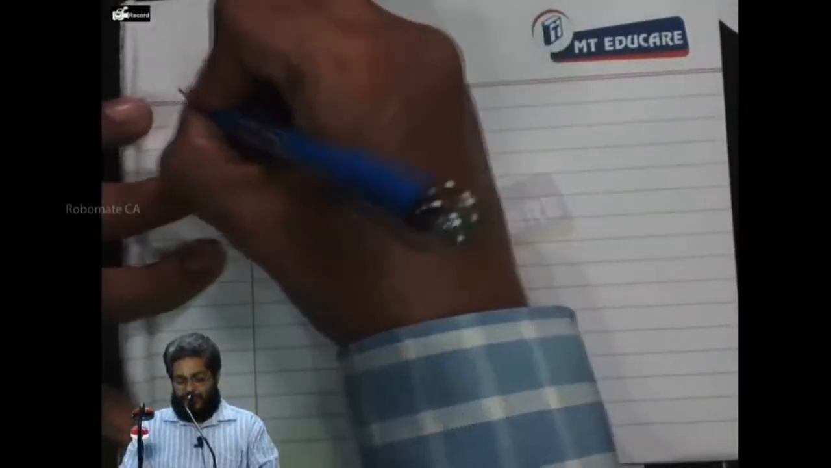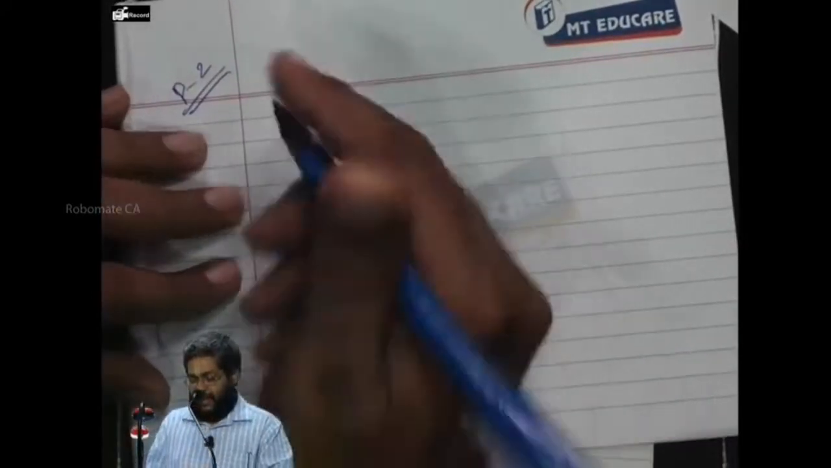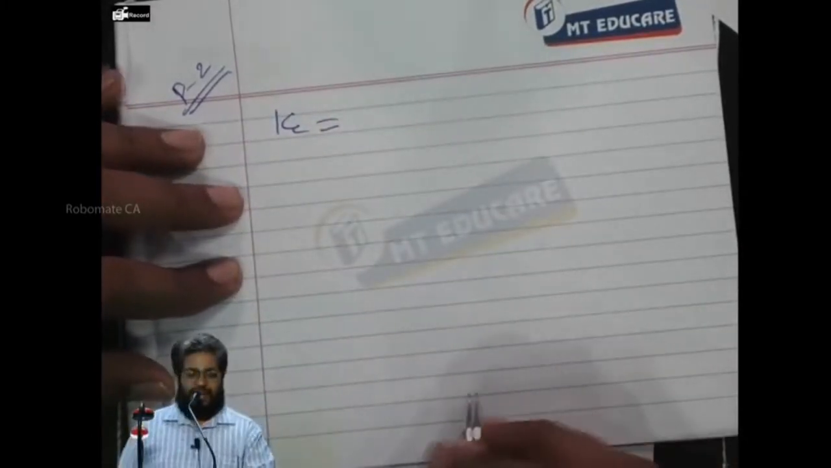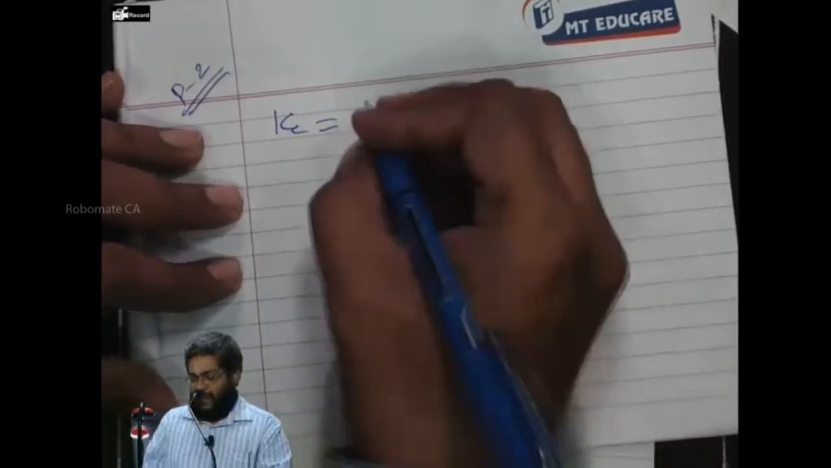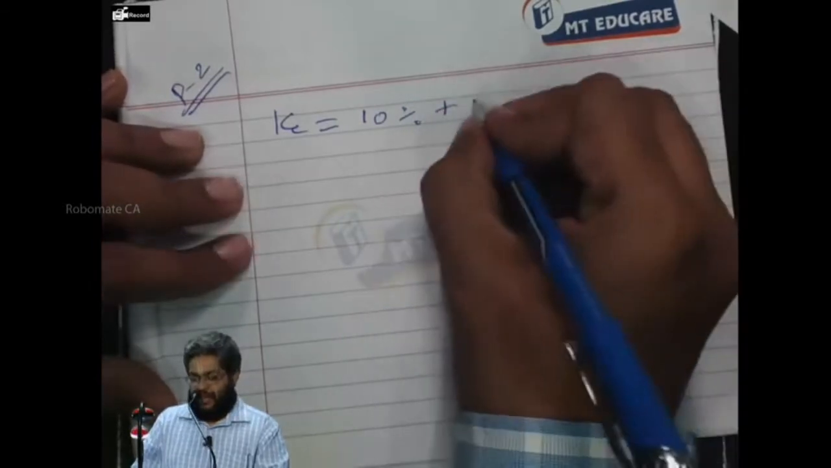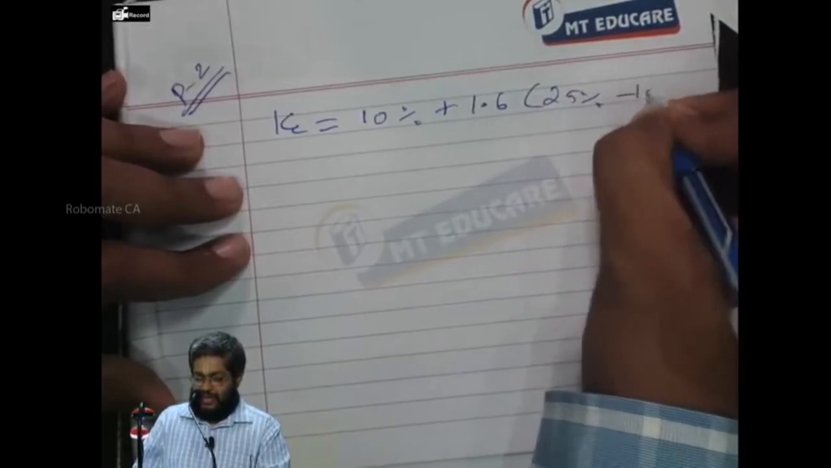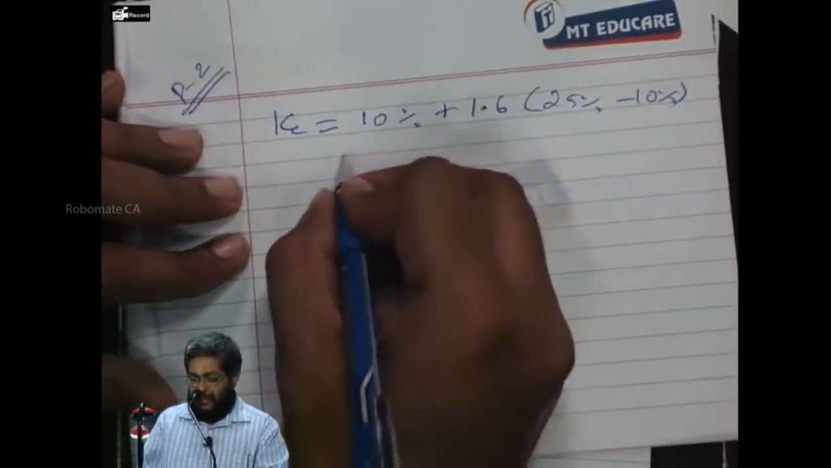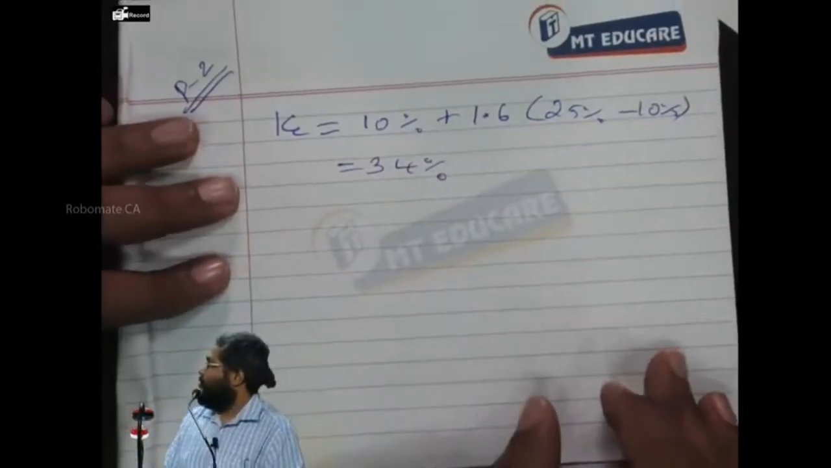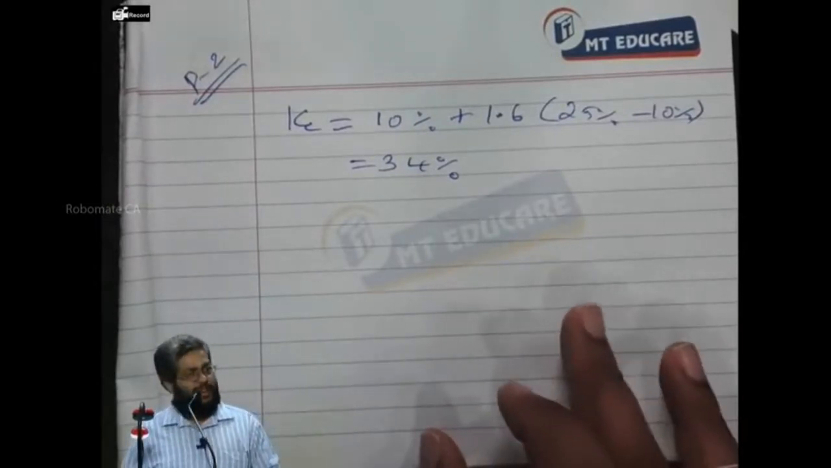KE is equal to RF plus beta into RM minus RF. What is RF? 10% plus. What is beta? 1.6 into, what is RM? 25% minus 10%. How much percentage is it here? 34%. KE is equal to 34%. Respond. Can I proceed or not? Next.